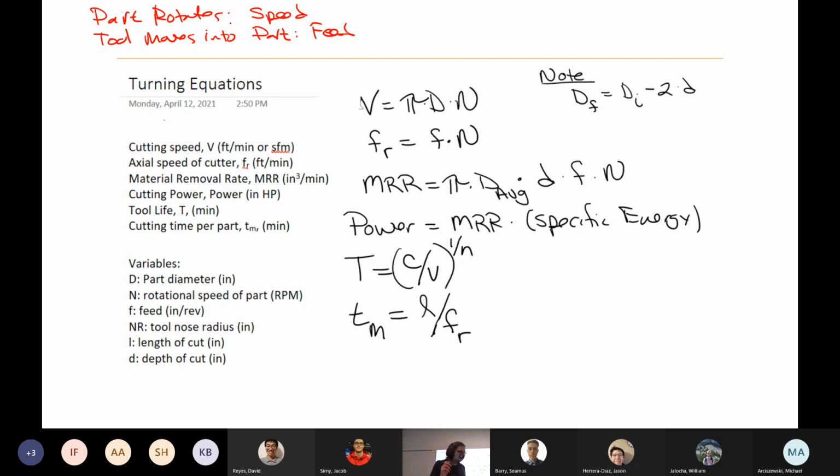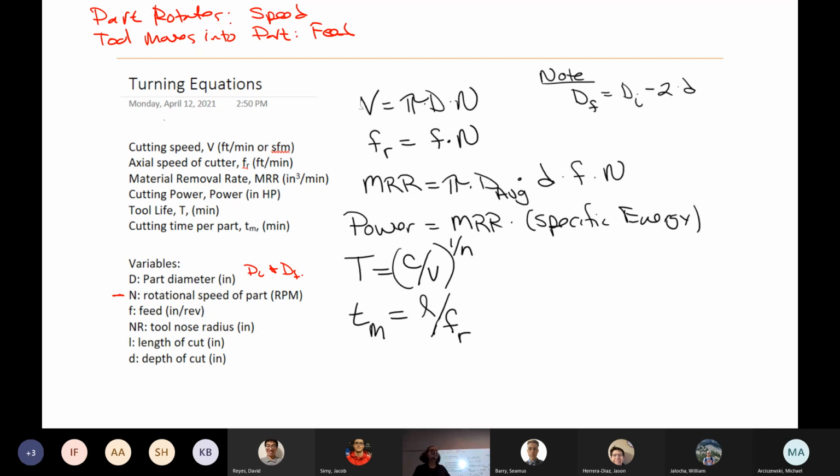Let's look at some of our variables, what we know versus what we want to determine, and the symbols. Capital N is the rotational speed of our part, in revolutions per minute. Whenever we see the capital N, that's what we're referring to. We also have our initial diameter and final diameter.